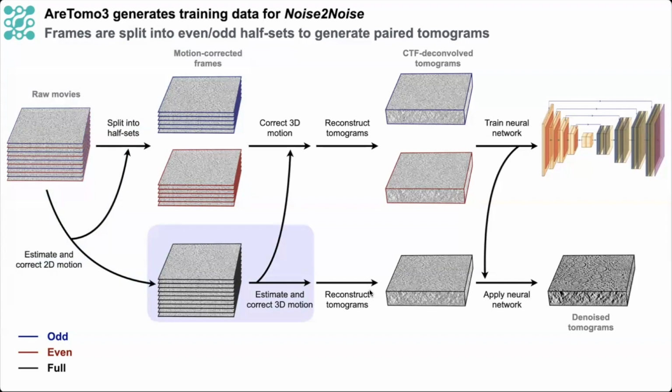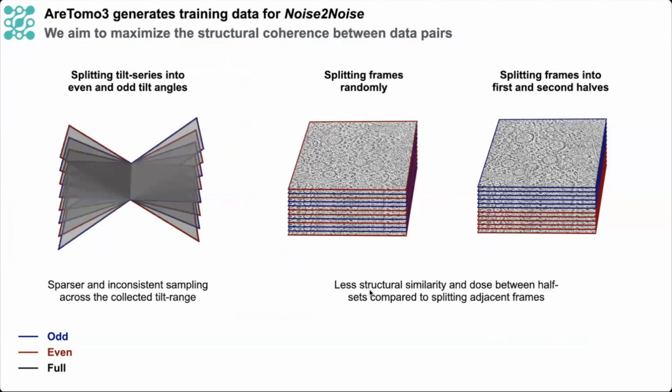The set of refined parameters is then applied not just to the full tilt stack, but to the even and odd stacks as well, in order to generate the corresponding tilt series, which are then reconstructed into the corresponding tomograms. The even and odd tomogram pairs are then used to train the neural network, and once fully trained, this neural network is applied to the full tomograms in order to denoise them.